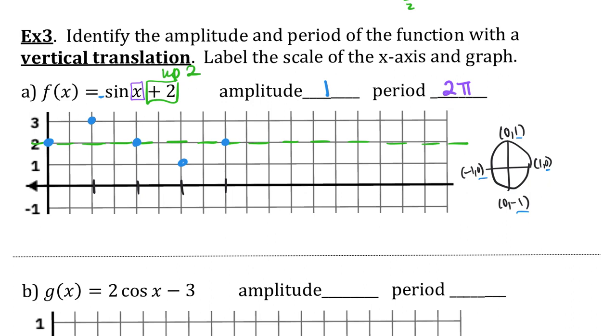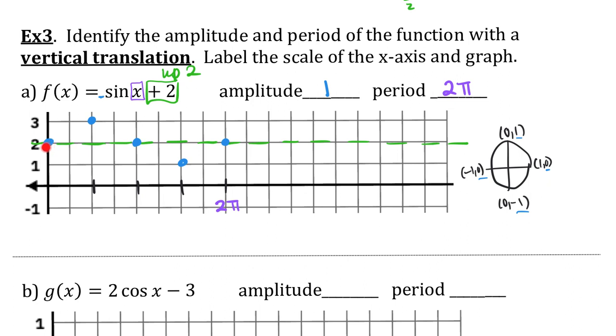Okay, let's look at this. This is the graph of sine, but it got moved up 2, and I moved all the dots up 2, and that's my first period. It told me the period is 2 pi, which means this point must be 2 pi. Let's continue one more period just so it looks nicer.